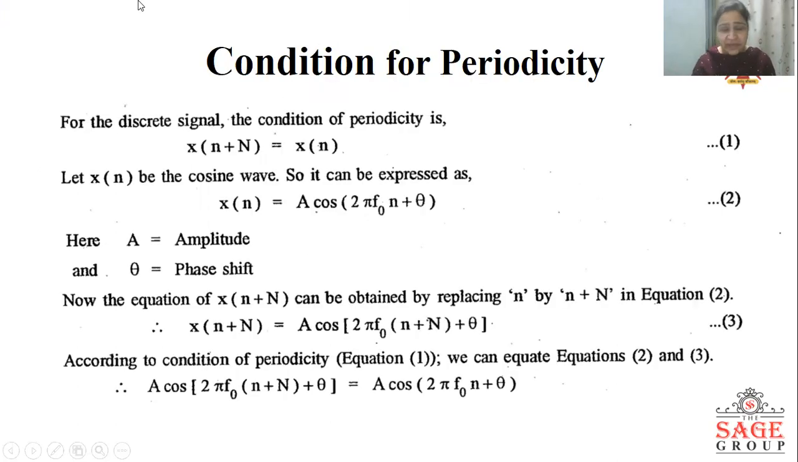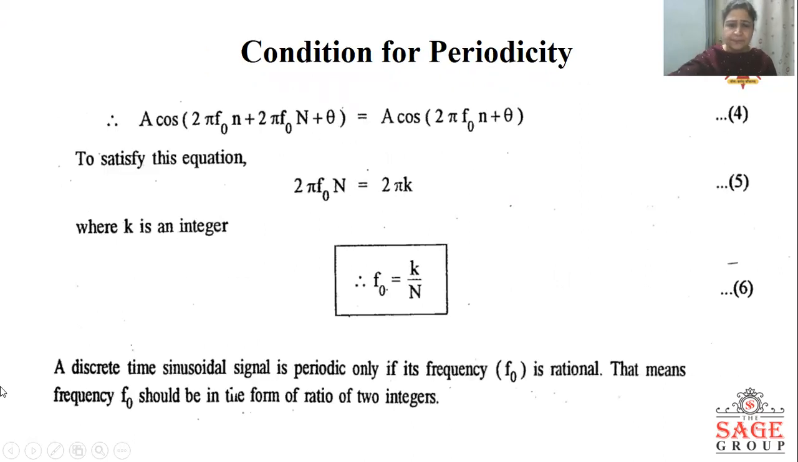Now, here we will find out the condition for the periodicity. We have already discussed that for signal to be periodic, x of n should be equal to x of n plus N. Now, for example, we will consider x of n as any sinusoid signal, which is given by A cos of 2 pi f naught n plus theta.